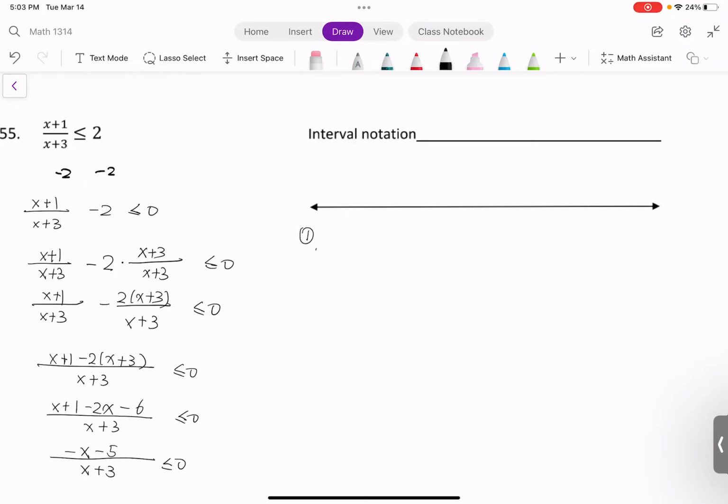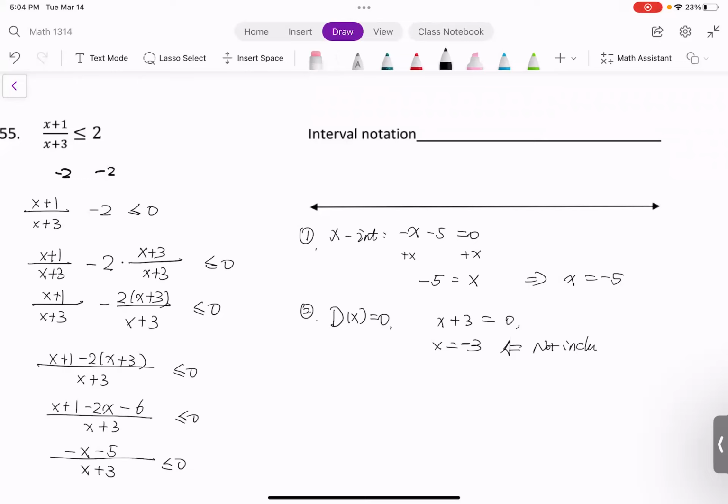Solving this, number 1, we are looking for the x-intercept, which is negative x minus 5 equals 0. We can add x to both sides because I'm isolating the x. We have negative 5 equals x, which means x equals negative 5. Number 2, the denominator equals 0: x plus 3 is 0, so x equals negative 3. Remember that here is not included. That means we must have an open circle here.